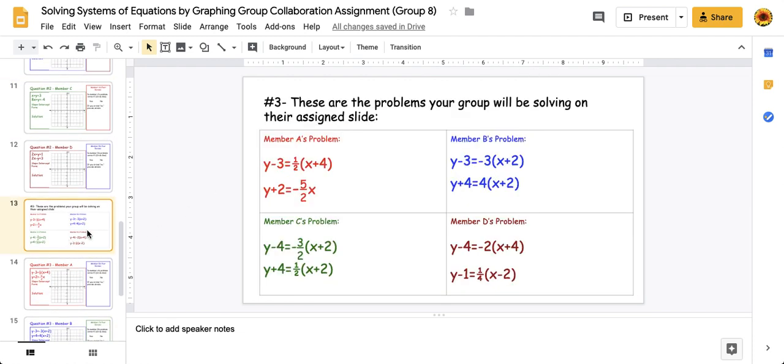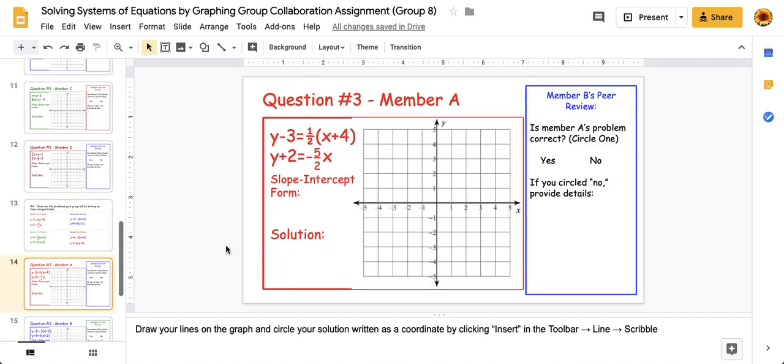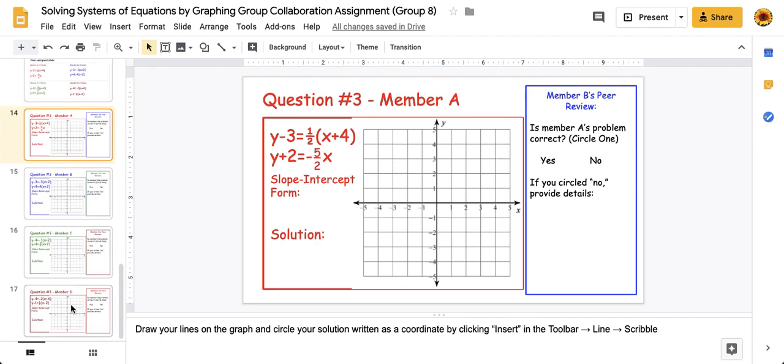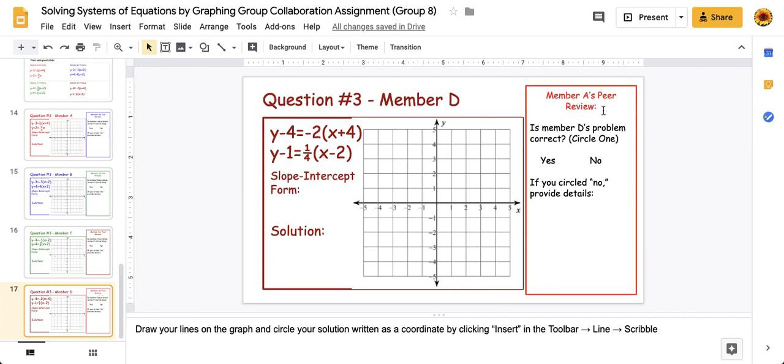Last but not least, here is the third and final question for this assignment. Again, here are my 2 equations that I am in charge of graphing and solving. Solve them and graph them on your given slide, please. And then I, for this example, am responsible for peer reviewing member D.